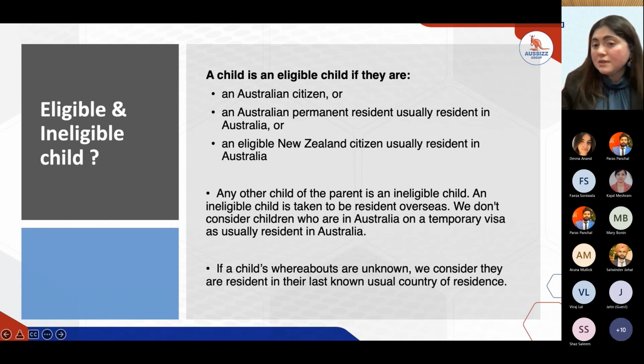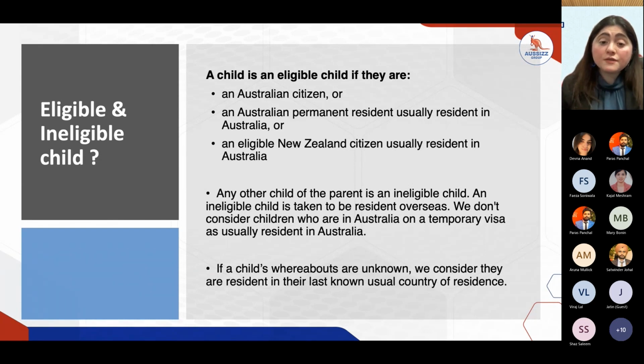And what if an ineligible child is taken to be resident overseas? If you're residing overseas, you're not eligible. The department doesn't consider children who are in Australia on a temporary visa as usually resident in Australia. The definition may vary. That is why they don't have a fixed definition of usually resident. It can vary as per your situations and circumstances.